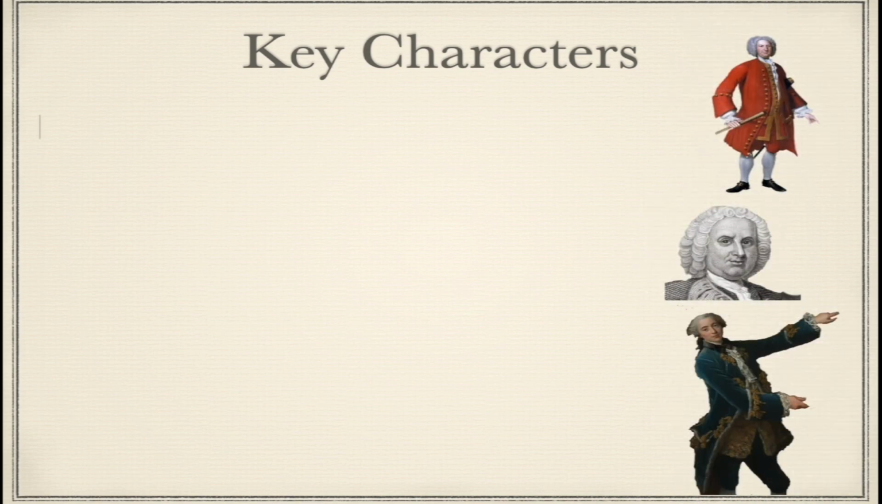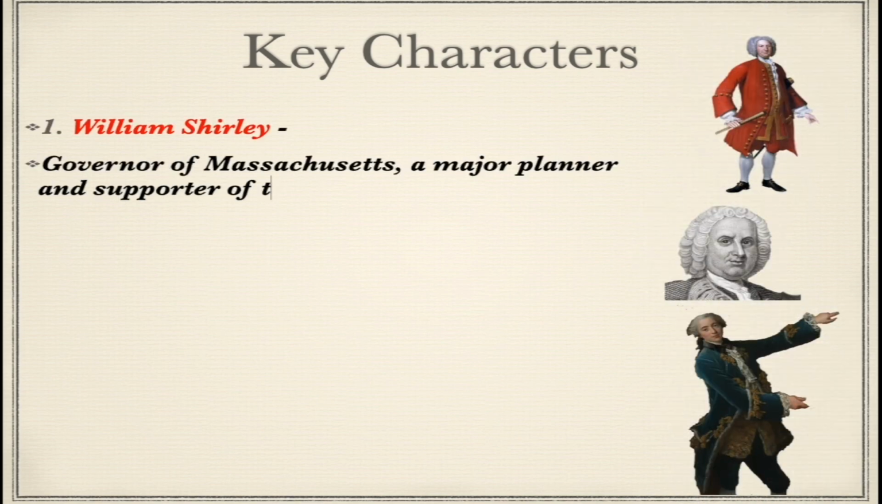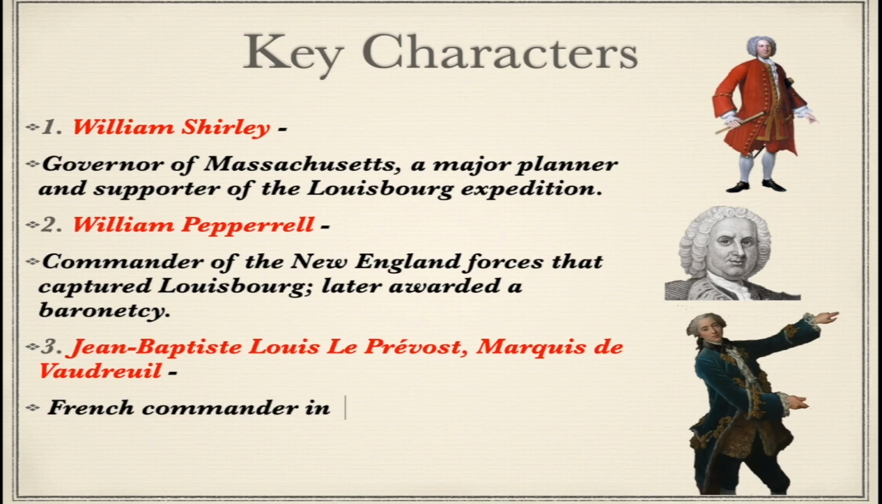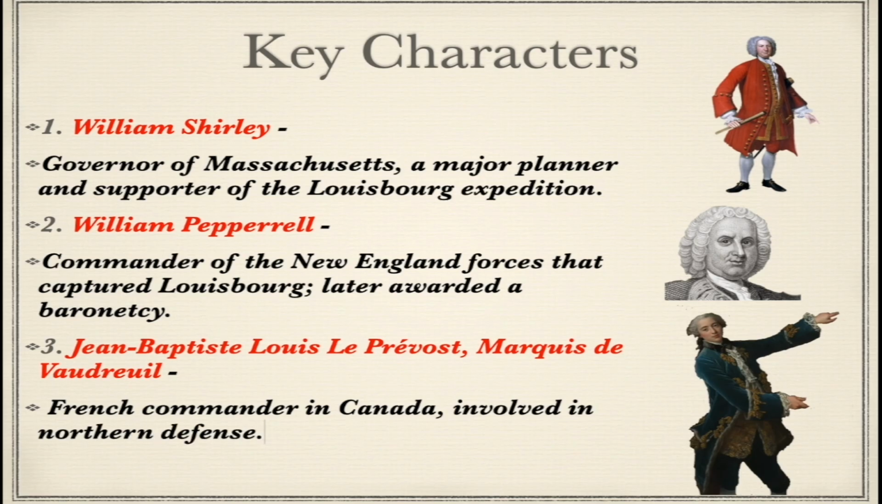Key characters. 1. William Shirley, Governor of Massachusetts, a major planner and supporter of the Louisbourg expedition. 2. William Pepperell, commander of the New England forces that captured Louisbourg, later awarded a baronetcy. 3. Jean-Baptiste Louis Le Prévost, Marquis de Vaudreuil, French commander in Canada, involved in northern defense.